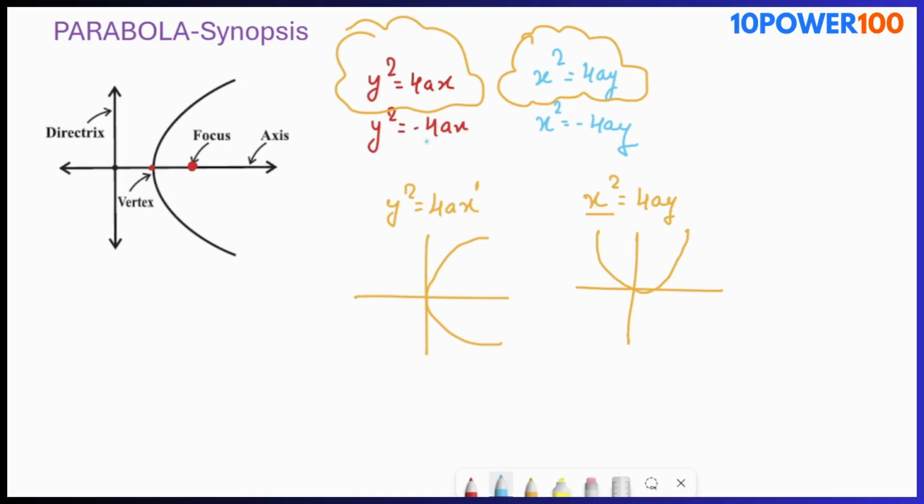Now there are two negative signs. In the case of y square is equal to minus 4ax, it is going to be like this, and for x square is equal to minus 4ay, once again the y power is less. This is more about the parabolic equations and their graphs.